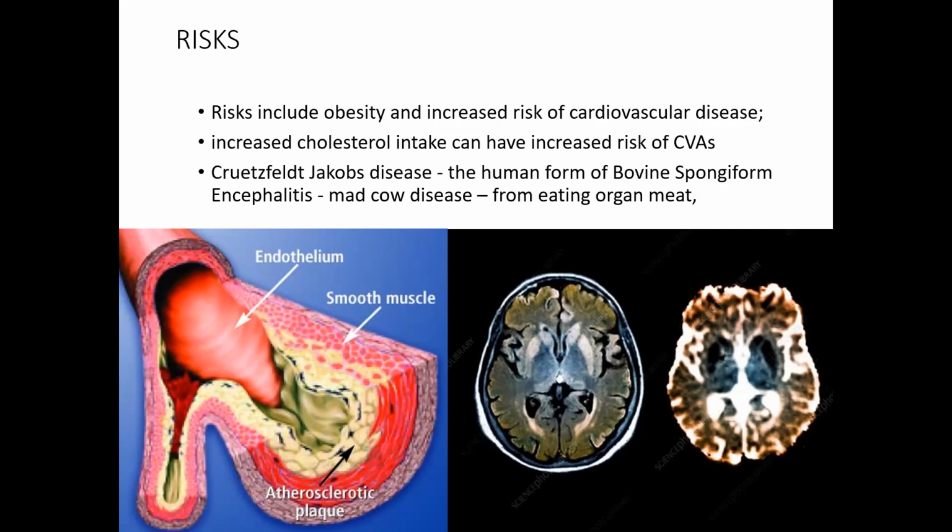Mad cow disease in England, they had an outbreak of that about 20 years ago. They had to kill the entire population of all their cows. The only way to control it was to kill every cow in England. And there are a number of people that developed mad cow disease from eating this meat before it was caught. Because once you develop it, there is no recovery. Anyway.